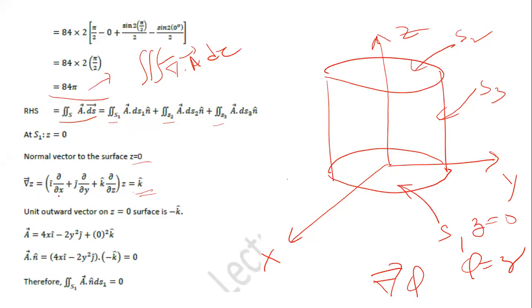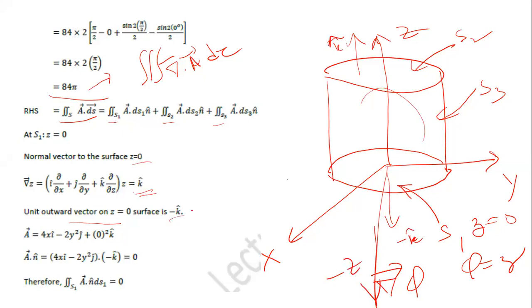Del z upon del x is 0, del z upon del y is 0, del z upon del z is 1. So you get k cap. But for a surface element, you need to consider an outward normal vector, right? Outward means away from the volume you enclose. So the outward direction here will be along the downward direction. The upward direction is your k cap. The unit normal along the positive z axis is k cap. The unit normal along the negative z axis will be minus k cap.